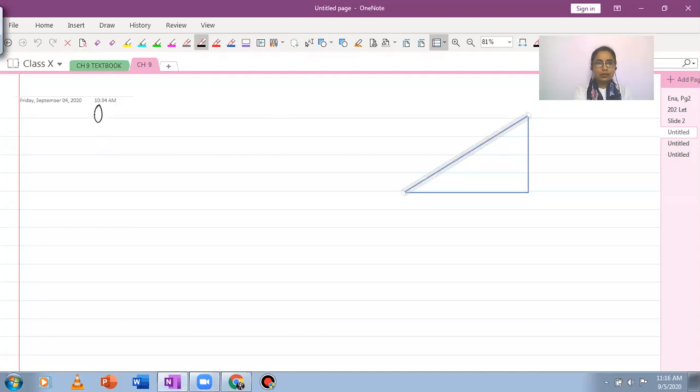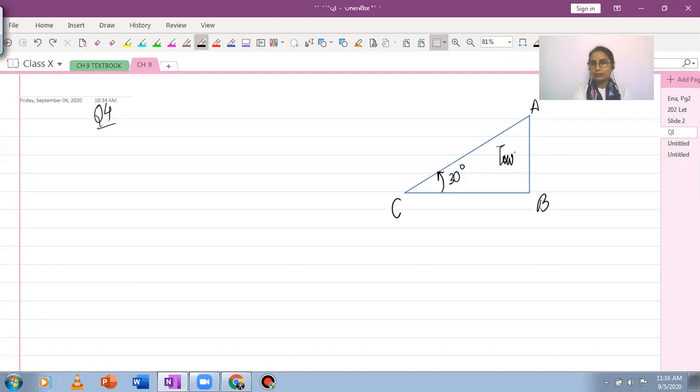So this is question number 4. Let's just name the tower as AB, the point of observation as C. This angle is 30 degrees. And if you want, you can just write down that this is the tower here. You can just label it in the diagram. And this is what we want to find out. This is given to be 30 meters.